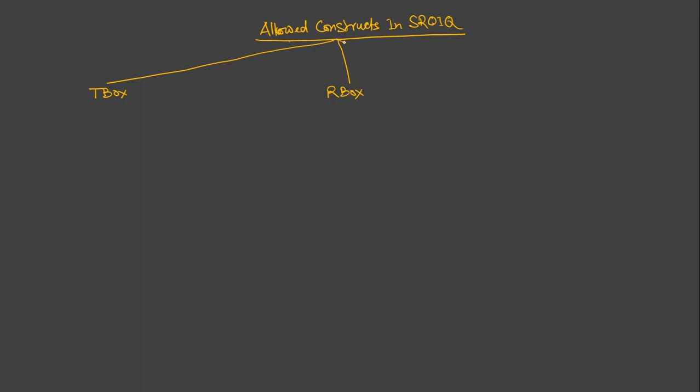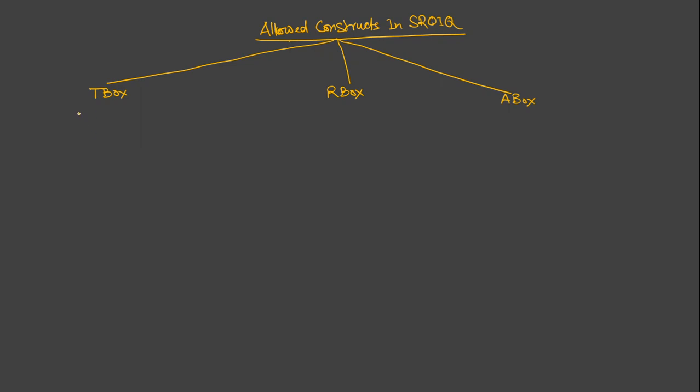Let us first start with the allowed constructs in SROIQ. Now, as we know, we have got three different boxes. One is the T box, the second one is the R box, and the third one is the A box. Let us see what things are allowed in the T box.